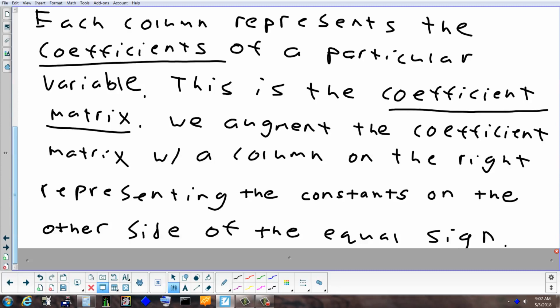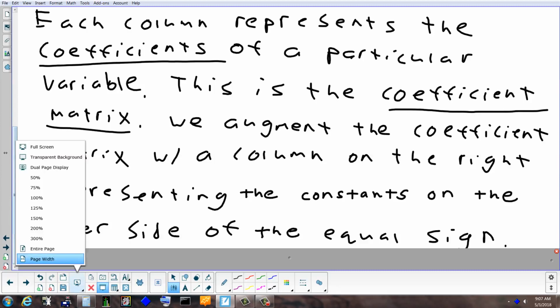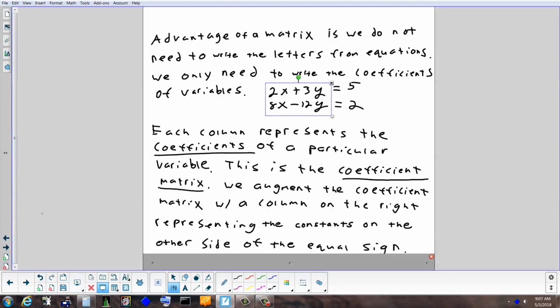Questions on that? So let me go back up and just show you how I would put all of that in the matrix. I'd have a 2, 8, 3, a negative 12. And then I would put a line just so we can remember where the other side of the equation was, a 5 and a 2.